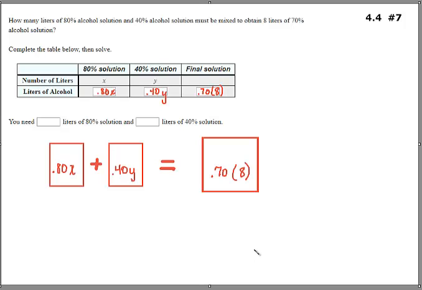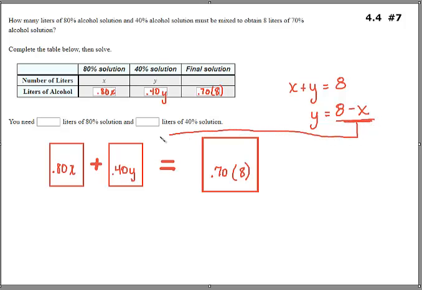And the key to this problem is the very next step, which is the fact that x plus y must equal 8. So the number of liters in the first bucket plus the number of liters in the second bucket must equal the total, which is 8 liters. So I'm going to rewrite this as y equals 8 minus x, because I subtracted x from both sides. And then I'll replace my y with this 8 minus x. I'm going to plop it right in there for this guy here.